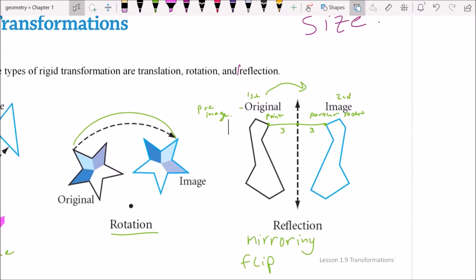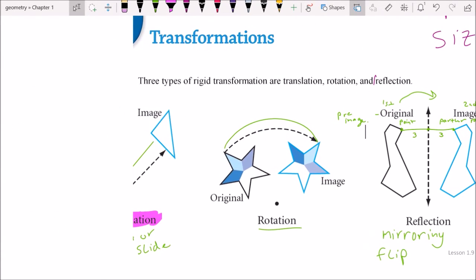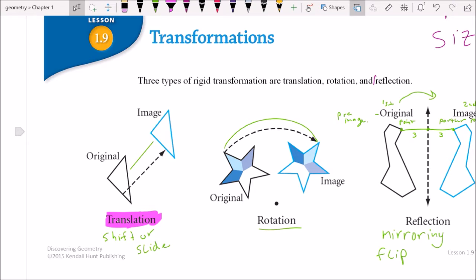So, guys, one thing that I got confused about when I was younger is I'd be like, wait, I thought you said transformation, translation, which is which? The deal is all three of these, translation, rotation, and reflection, all three of them are transformations. Transformation is just describing the different things that can happen to a shape.